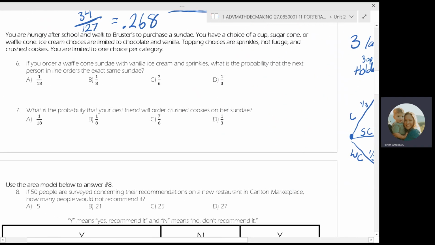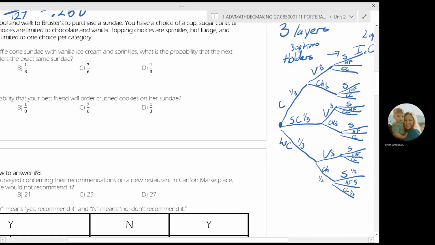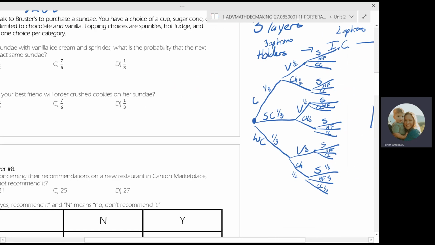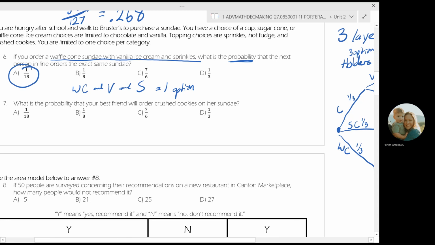All right, let me come back over to the questions real quick. If you order a waffle cone sundae with vanilla ice cream and sprinkles, so you ordered that, what is the probability that the next person in line orders the exact same sundae? Well, it doesn't really matter what you ordered. Basically, it's just asking for the probability of waffle, vanilla, and sprinkles. So waffle cone and vanilla and sprinkles is one option. So 1 out of 18 would be our probability.